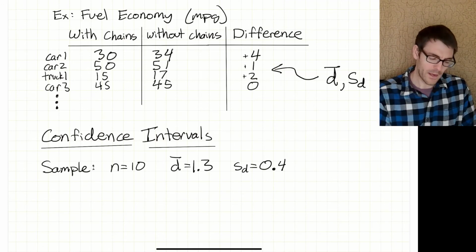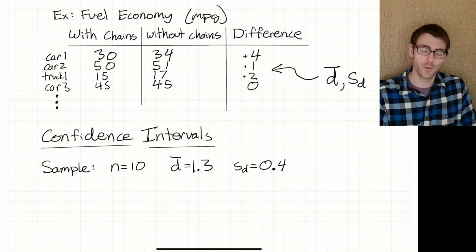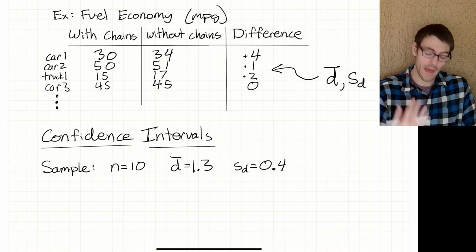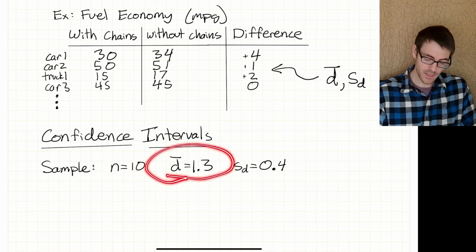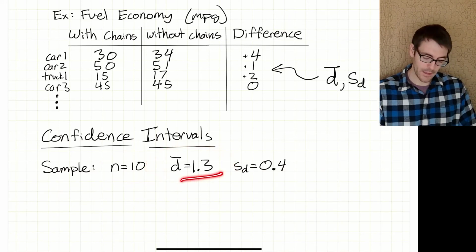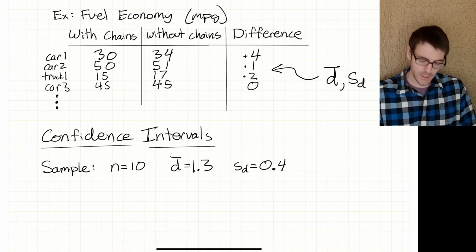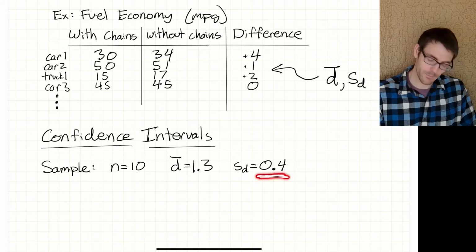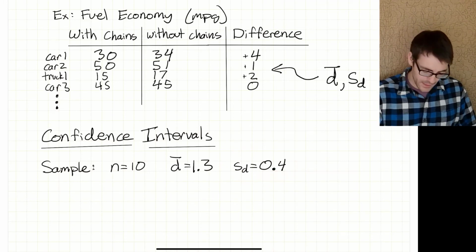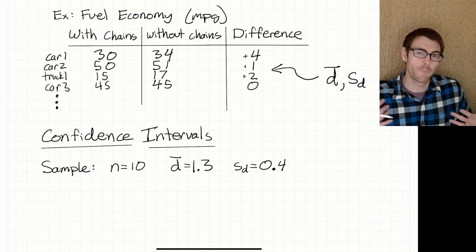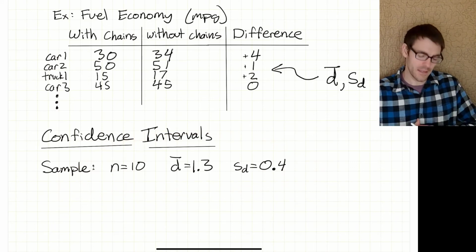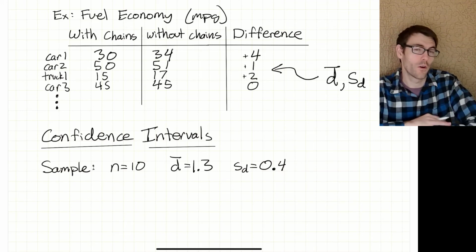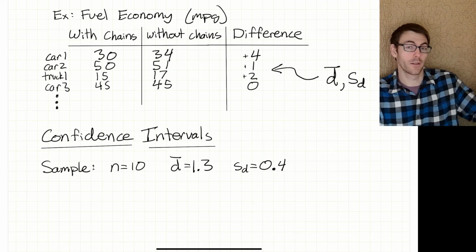So let's say that I ran this chains versus not chains experiment, and I tested a total of 10 cars, and saw that on average, not having the chains increased fuel economy by 1.3 miles per gallon. The standard deviation of this distribution, of this difference in fuel economy, happened to be 0.4. So given this information, what is my best guess? What do I think the difference in fuel economy is for the population as a whole? So for all possible vehicles.